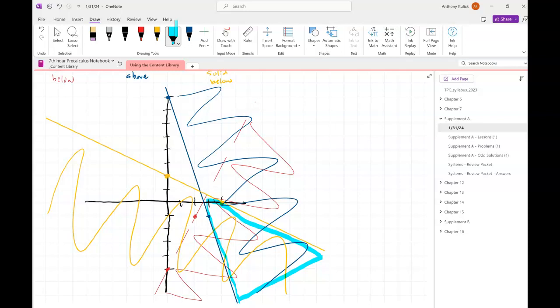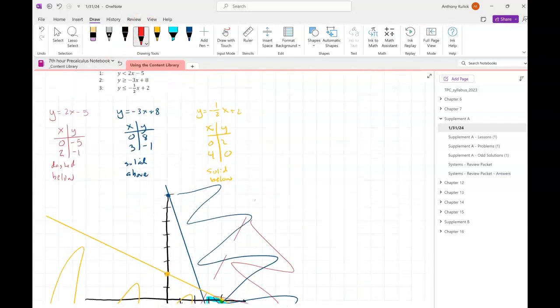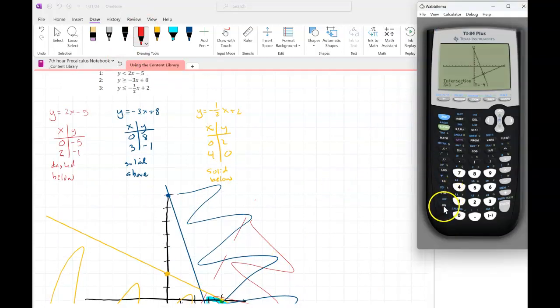What do you guys think? It's all right. We're showing you that we can do these problems on our calculator, although the picture can sometimes get a little bit hairy. So I'm just going to go ahead and type these into Y1, Y2, and Y3.